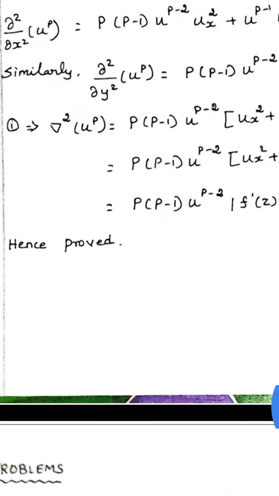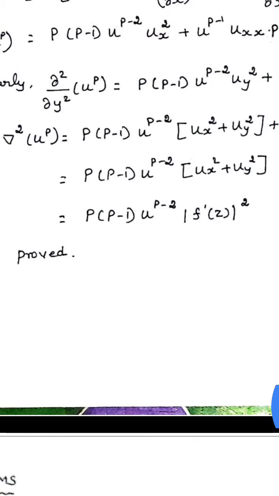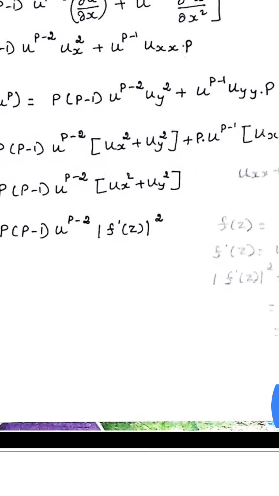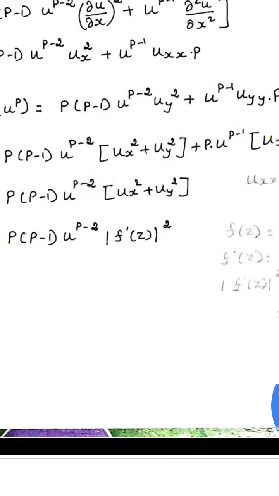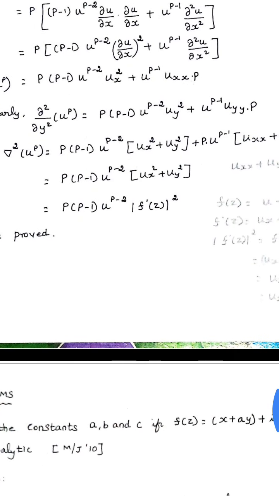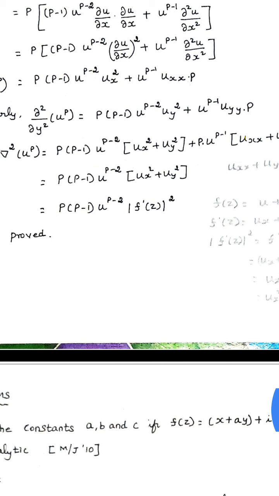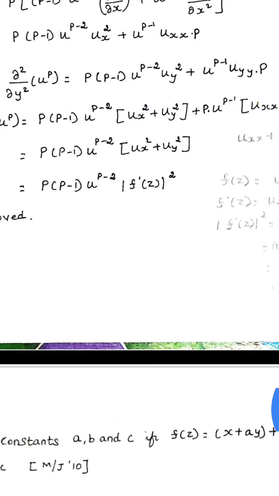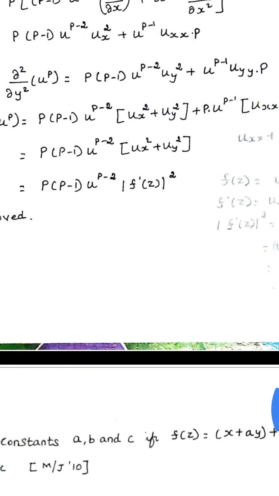Similarly, if we find it for the y variable, what will happen? In place of x, you just change it into y. Then you have to add the two equations. If we add the two equations, what can we take common? p(p-1) u^(p-2) is common for the first term. Then inside what will come? ux squared plus uy squared, plus the same thing we are going to do for the second term also.